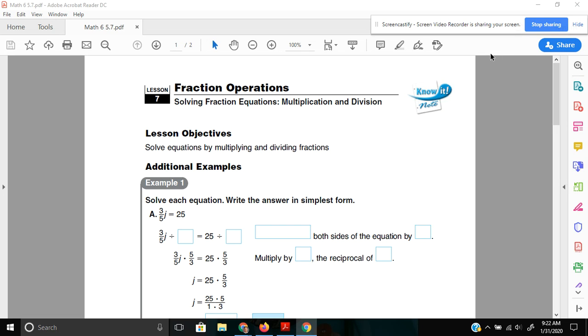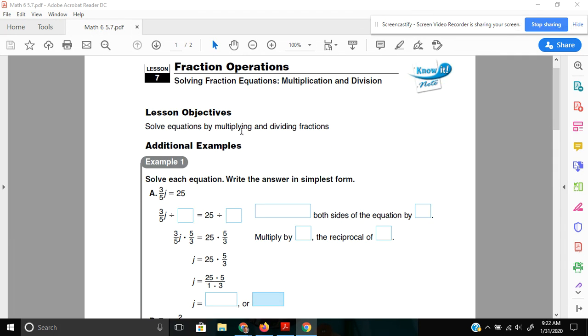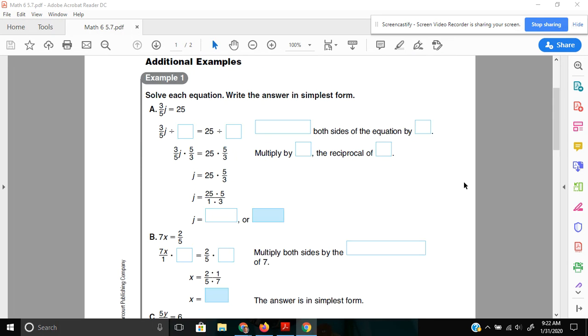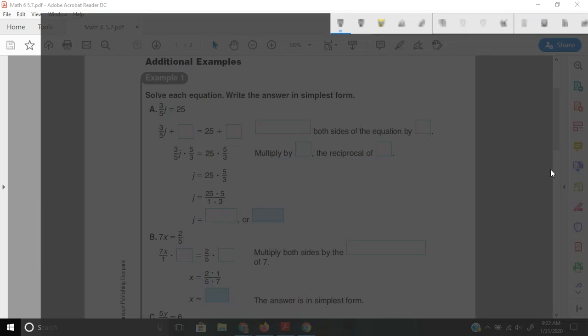Hello, sixth graders, and welcome to the final lesson, lesson number 7 in chapter 5, where we're going to be talking about solving fraction equations, and specifically, we're going to be using multiplication and division in this section. All right, we're going to get right into the examples so we can see a bunch of them today and kind of get the hang of it.